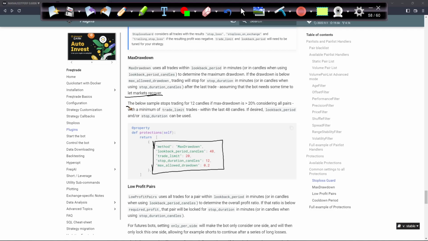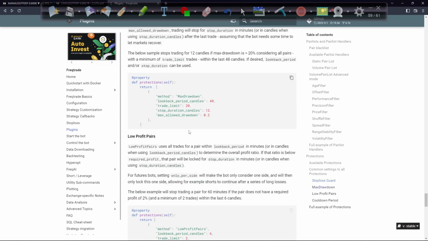All right, so the below sample stops trading for 12 candles if maximum drawdown is minus 20% here, now considering all pairs with a minimum of trade limit trades within the last 48 candles. If desired, look back period and or stop duration can be used. Stop duration candles. All right, so we are stopping the trade for the next 12 candles.